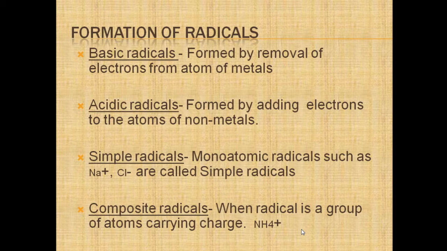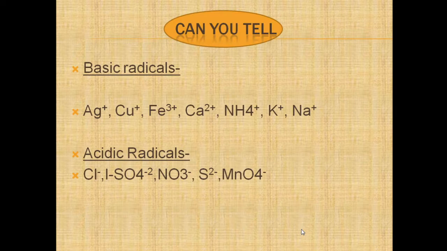Now formation of radicals. Basic radicals form by removal of electrons from atoms of metal. Acidic radicals form by adding electrons to the atoms of non-metal. The simple radical: monoatomic radicals such as Na+ and Cl- are called simple radicals. Composite radical: when the radical is a group of atoms carrying charge, it's called a composite radical. For example, NH4+.